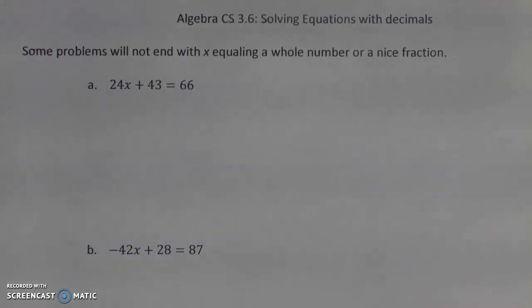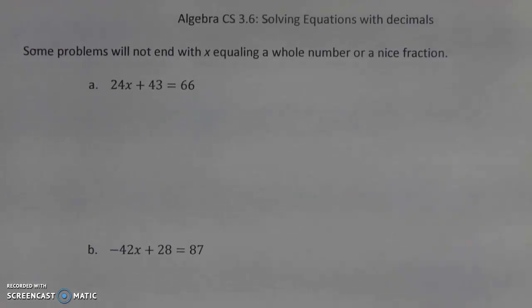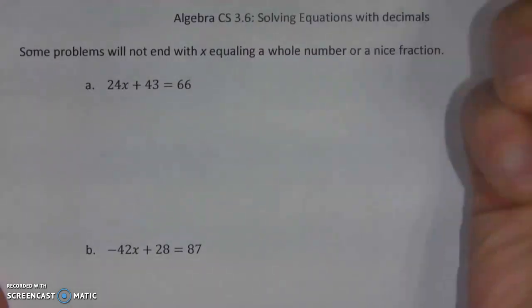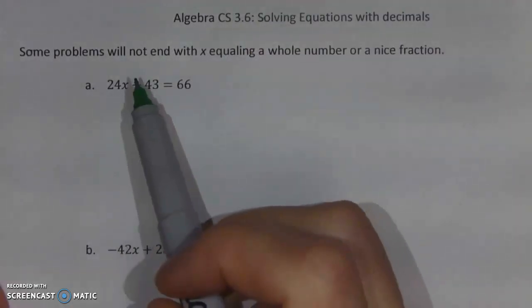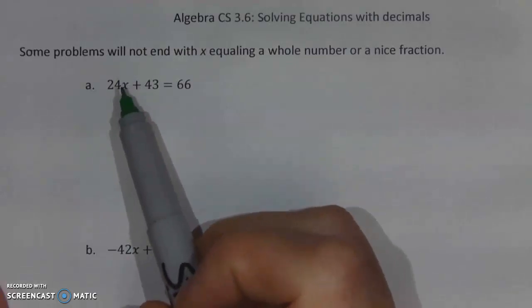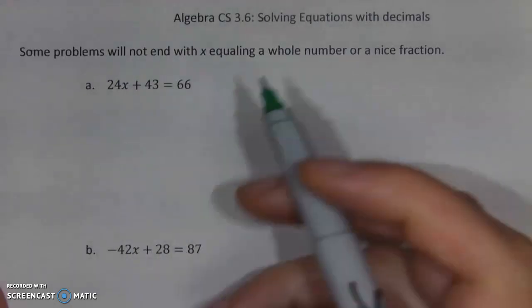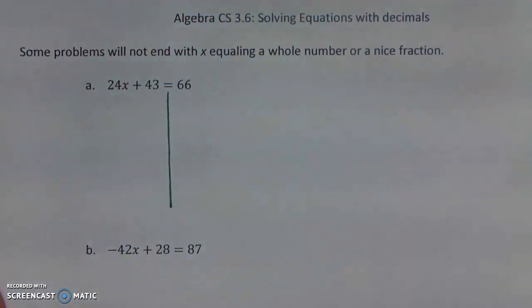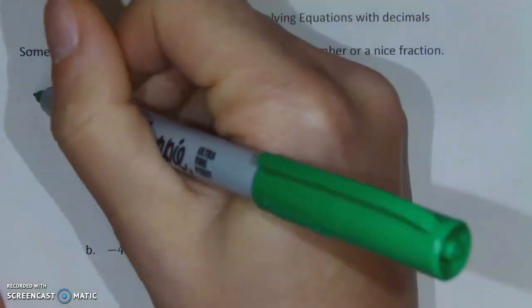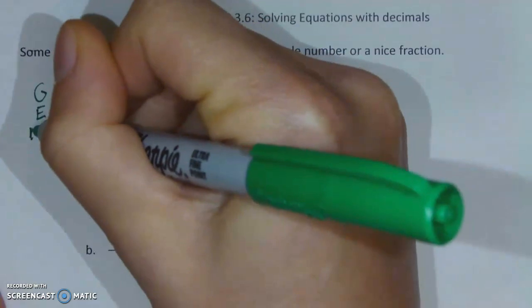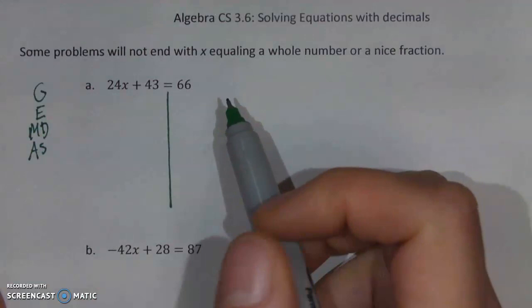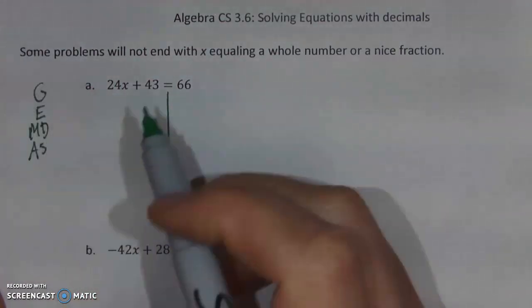Let's take an example. Let's say I have 24x plus 43 is equal to 66. When I want to solve for x, what I want is to figure out what x value I could put in order to get 66 as an answer. And in order to do that, I have to solve for x, or get x by itself. So I'm going to drop this line to keep everything balanced like normal, and I'm going to go through the reverse order of operations and move all of my addition and subtraction to the other side, then my multiplication, division, and so on and so forth.